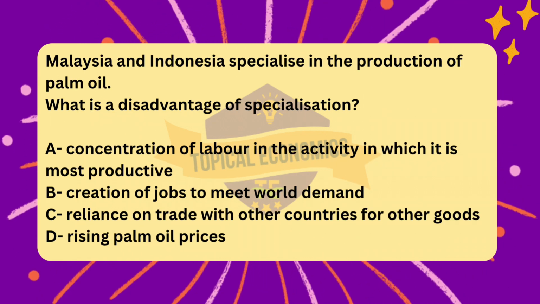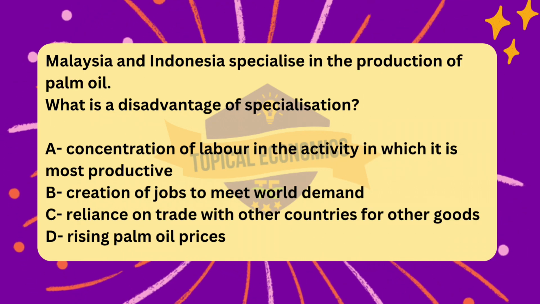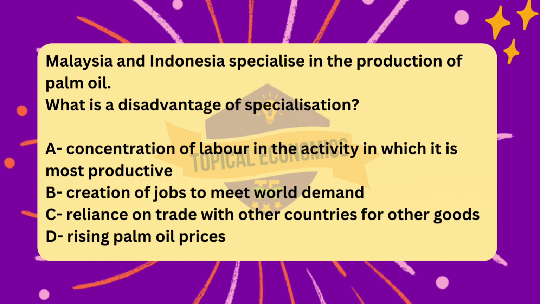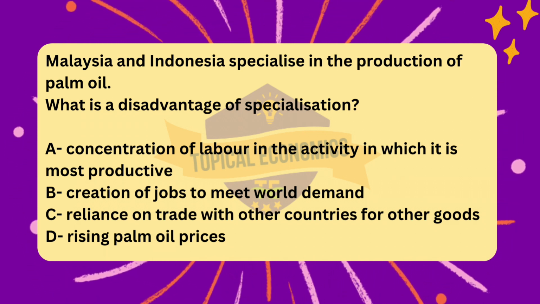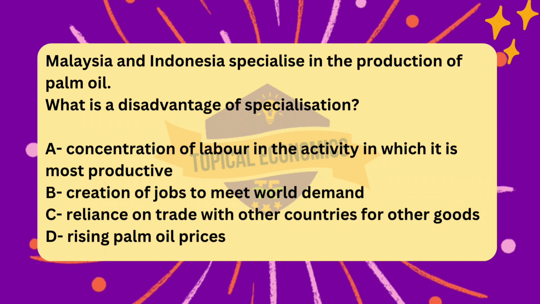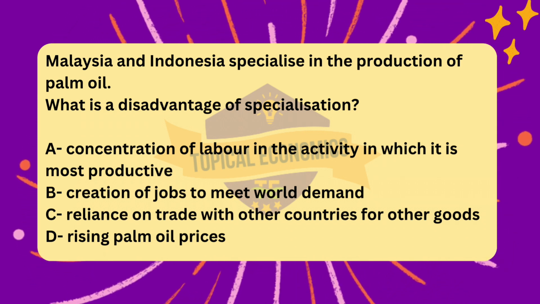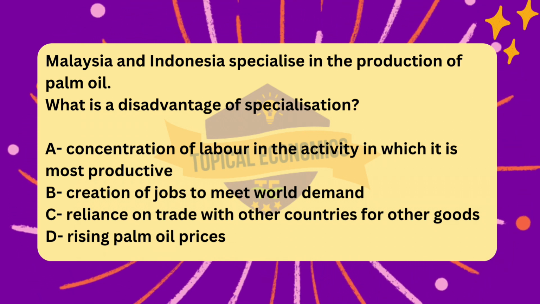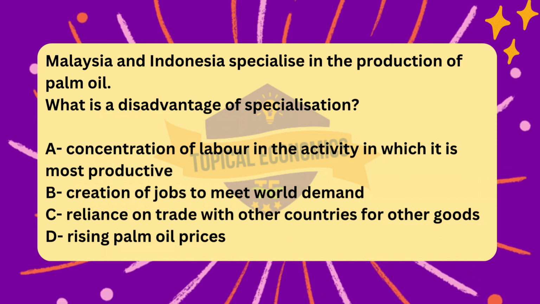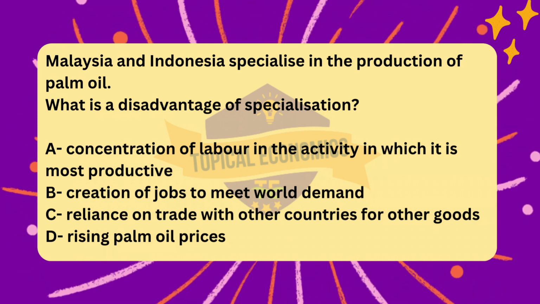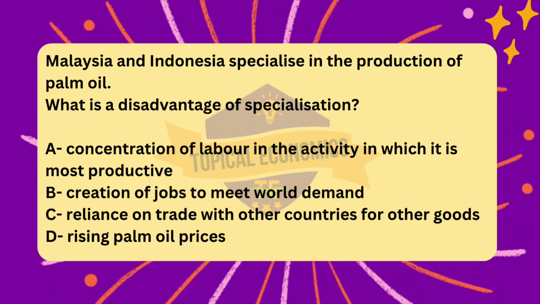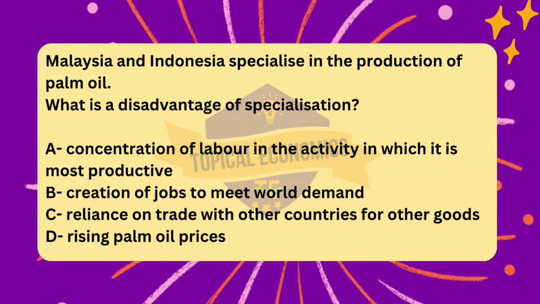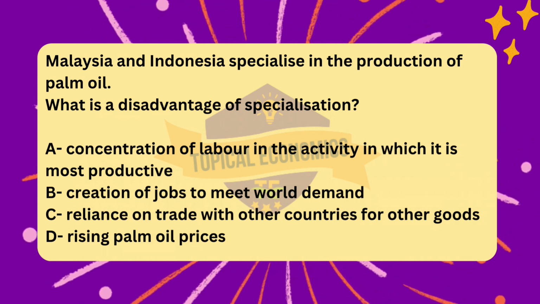Moving to question 5. Malaysia and Indonesia specialize in the production of palm oil. What is a disadvantage of specialization? A. Concentration of labor in the activity in which it is most productive. B. Creation of jobs to meet world demand. C. Reliance on trade with other countries for other goods. D. Rising palm oil prices. Reference, 2021 October-November version 3.